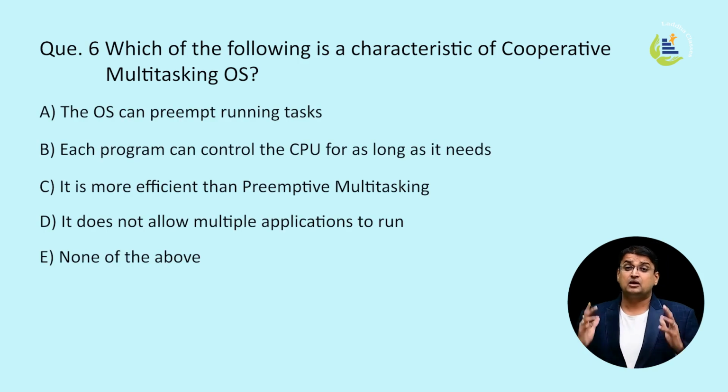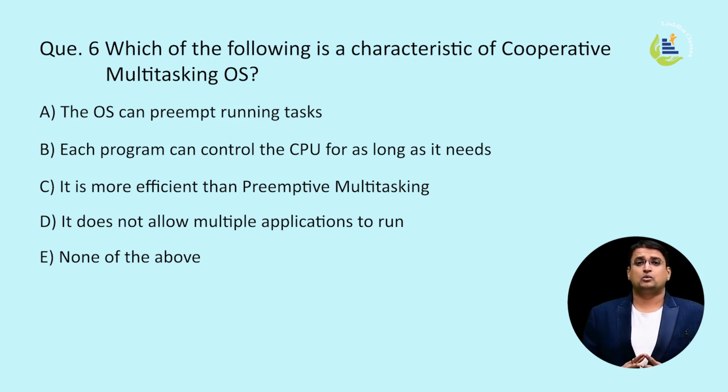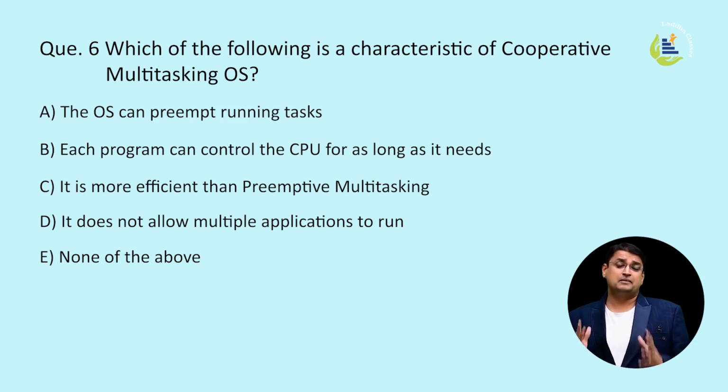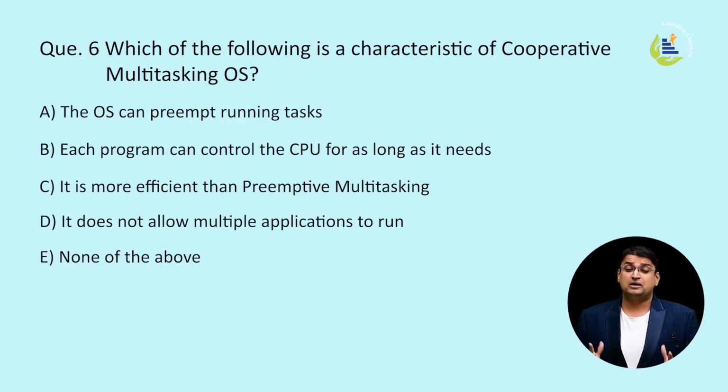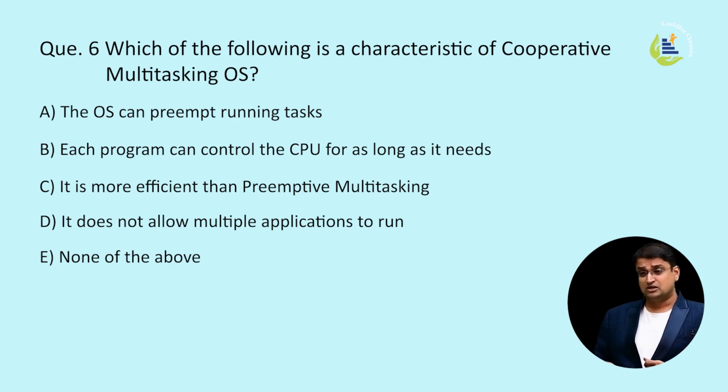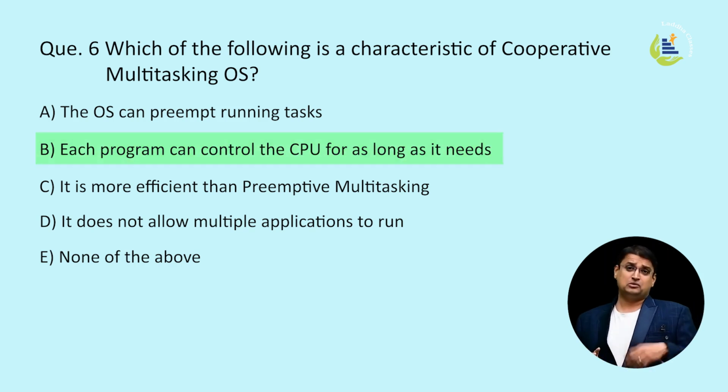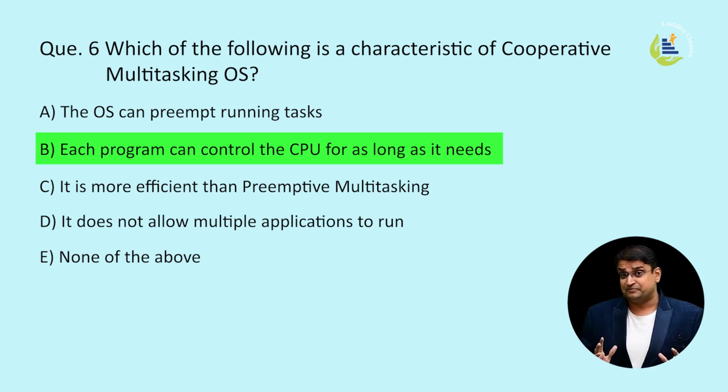Question 6. Which of the following is a characteristic of cooperative multitasking OS? Options are the OS can preempt running tasks. Each program can control the CPU for as long as it needs. It is more efficient than preemptive multitasking. It does not allow multiple applications to run. None of the above. Correct answer option is B. Each program can control the CPU for as long as it needs.